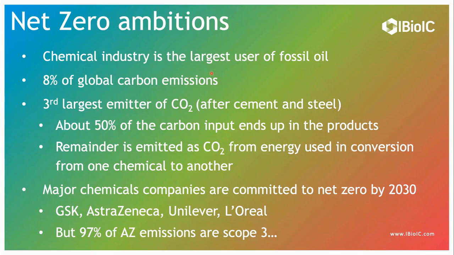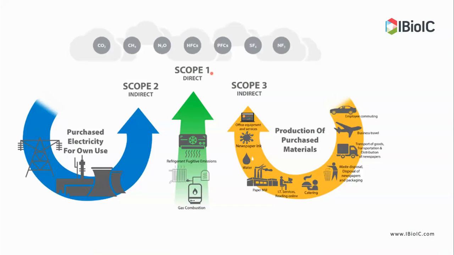So the likes of GSK, AstraZeneca, Unilever, L'Oreal, other companies like Croda within the supply chains are committed to net zero by 2030. But the challenge here is that when you start to look at the emissions associated with this, AstraZeneca have estimated that 97% of their emissions are actually scope 3. And what that means is those emissions are in their supply chain.